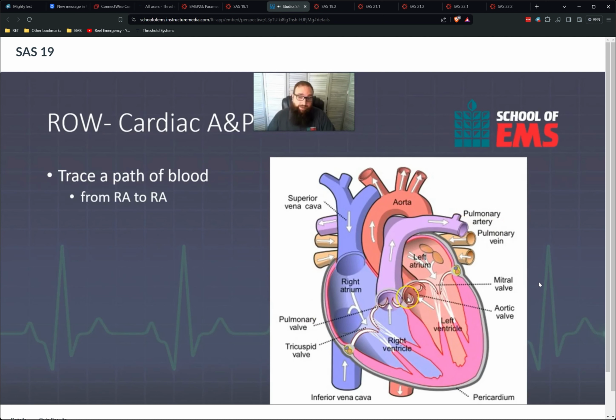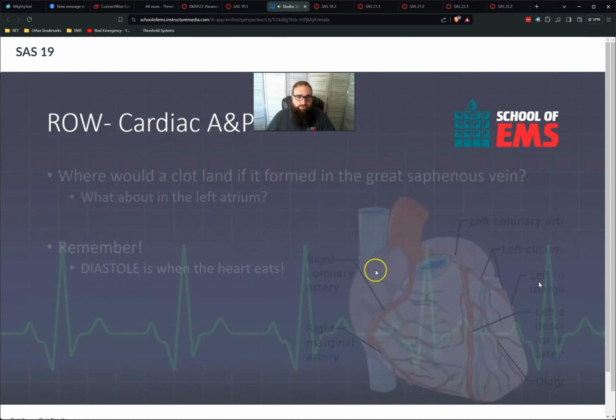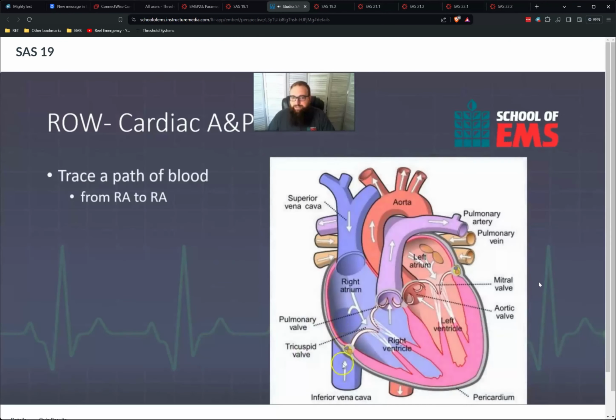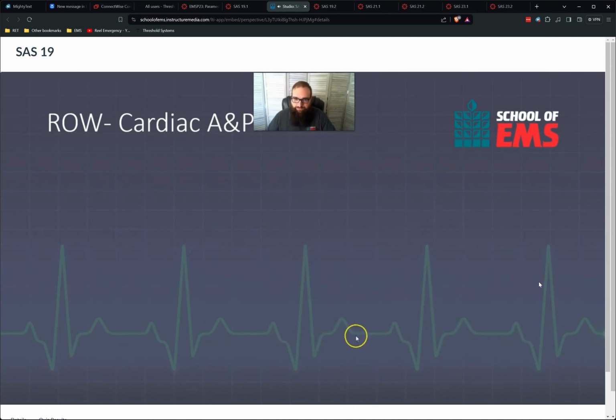Now, there is one more that's not on here, but I do have it here, actually. And that is the coming back to the right atrium. There's actually a third one. So there's the superior vena cava and the inferior vena cava, and that's what we talk about all the time. But there's actually a third method that blood gets back into the right atrium, and that is via what's called the coronary sinus.